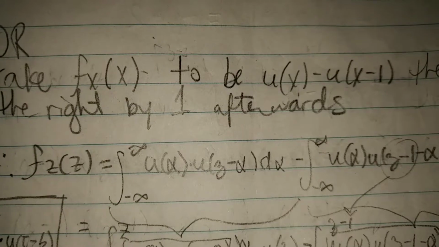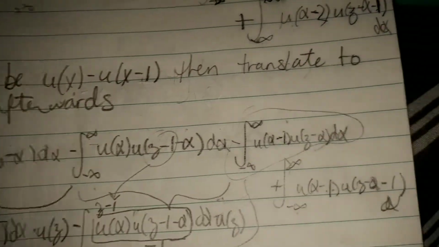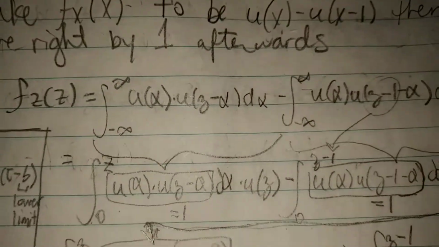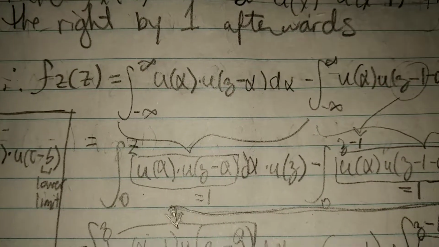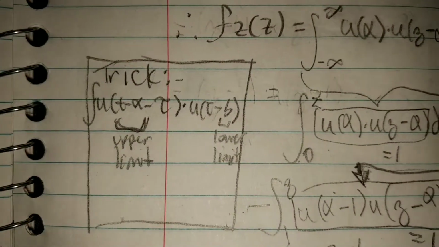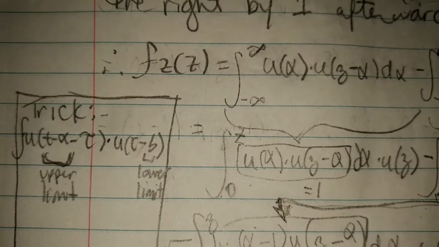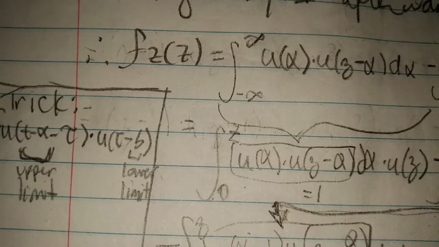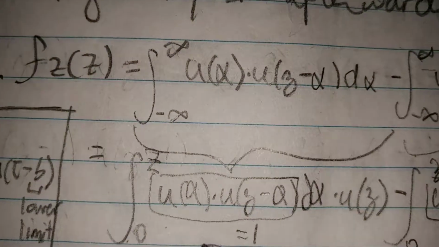So you have u of alpha multiplied by u of z minus alpha, and again just the integrals expanded, and then when you simplify that you end up with bounds, and to find the bounds you use this trick here. So the beginning of the initial step function is the upper limit, and then the very end of the second step function is the lower limit.